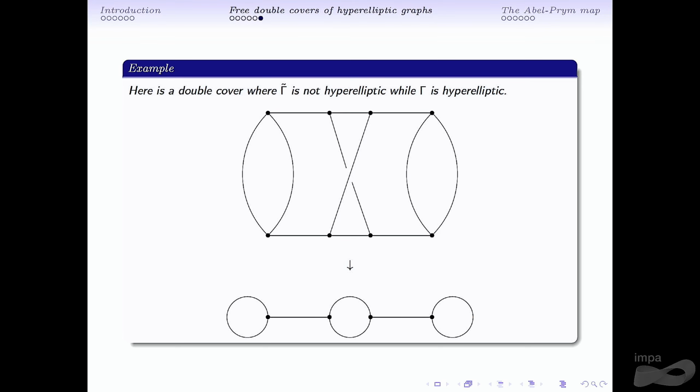And for instance, this is an example where the source curve is not hyperelliptic. You can check that we don't have an involution such that the quotient is a tree. But you see that the target curve is a chain of loops, so it's hyperelliptic. Yeah, here we also have a length function on the edges.